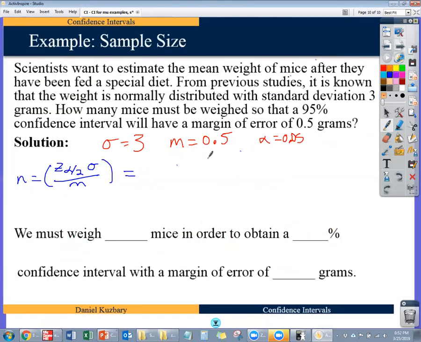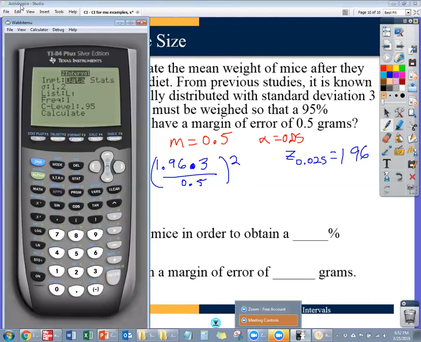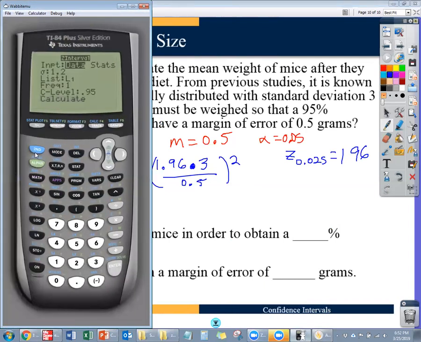So this is equal to 1.96 times 3, all over 0.5, and then you're going to square all of that. So that's my z sub 0.025, which is equal to 1.96, that's my standard deviation, that's m, and if you do this in your calculator, you can get the answer. Let me do that real quick. Let's do 1.96 times 3 divided by 0.5. Order of operations is going to be nice to me there. Then you square it, and you get 138.29.